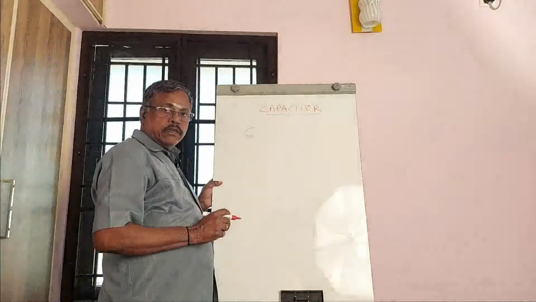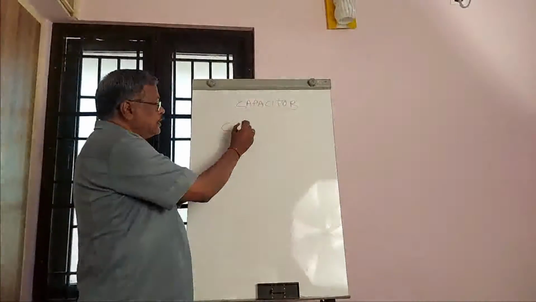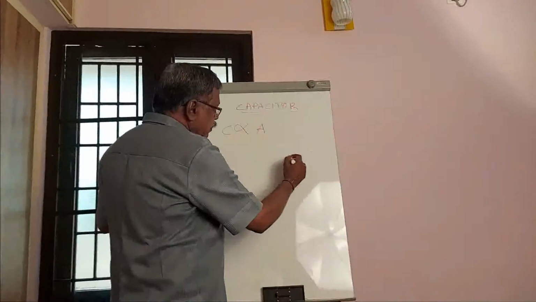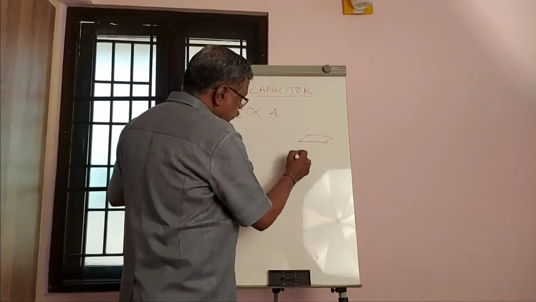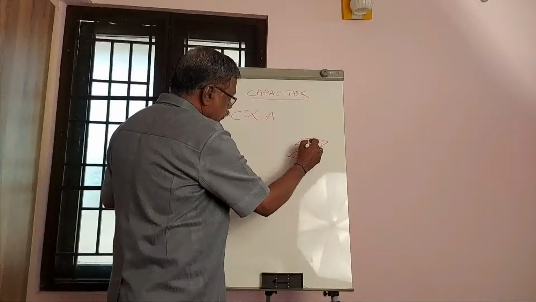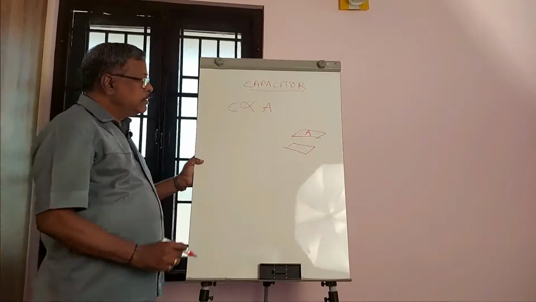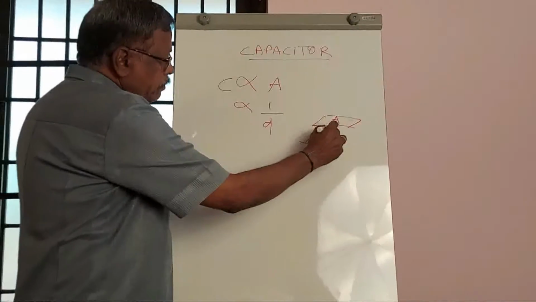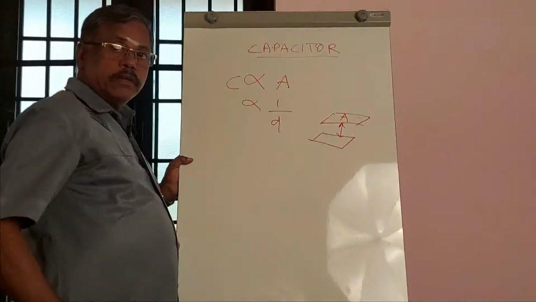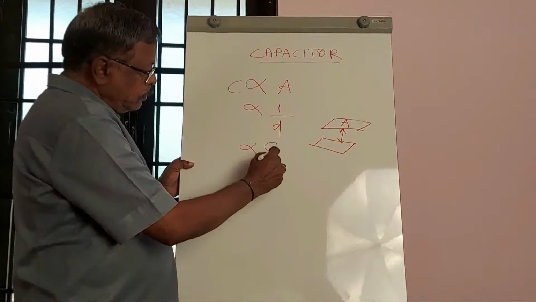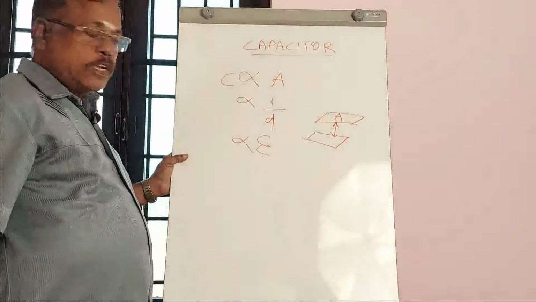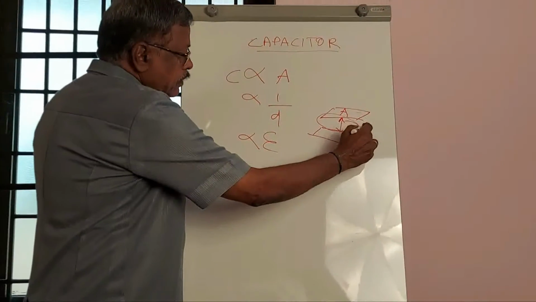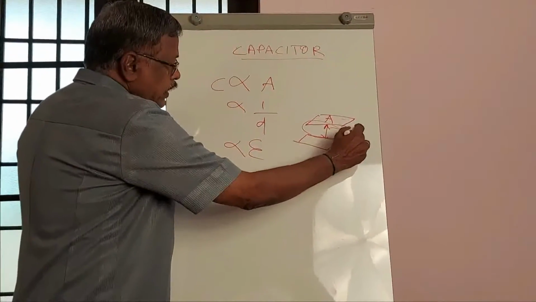the capacitor value, that is always proportional to the area of the plate, and it is proportional to 1 by the distance between the plates, and it is proportional to epsilon, that is the permittivity of the medium which is being occupied here, the electrostatic medium.